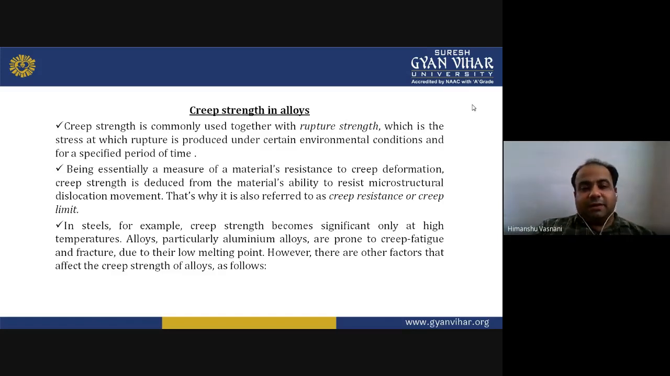In steels, for example, creep strength becomes significant only at high temperature. Alloys, particularly aluminum alloys, are prone to creep fatigue and fracture due to their low melting point. However, there are other factors that affect the creep strength of alloys, and I will show you those.